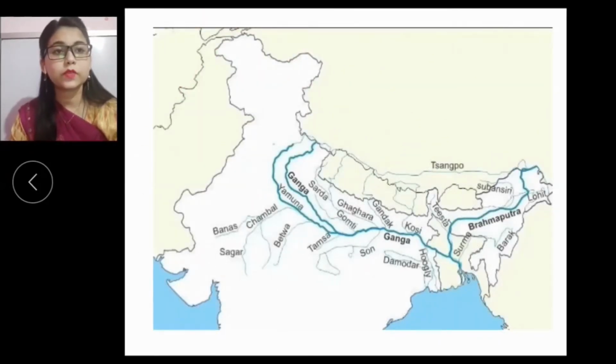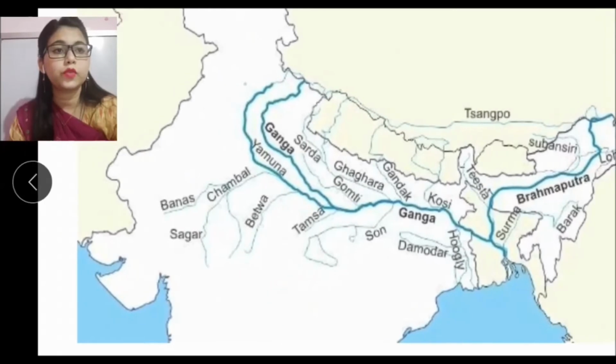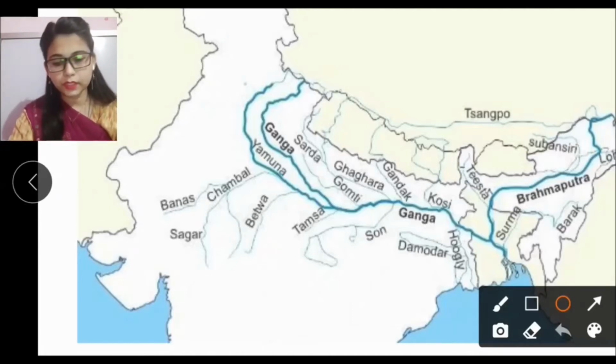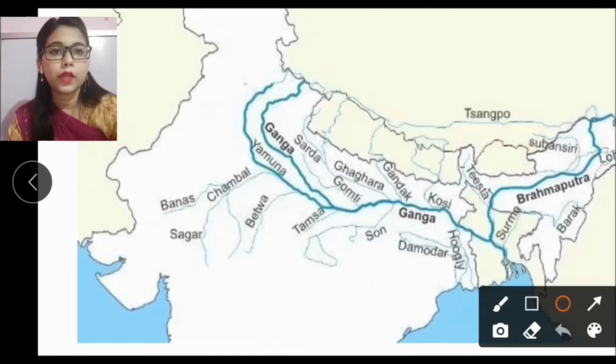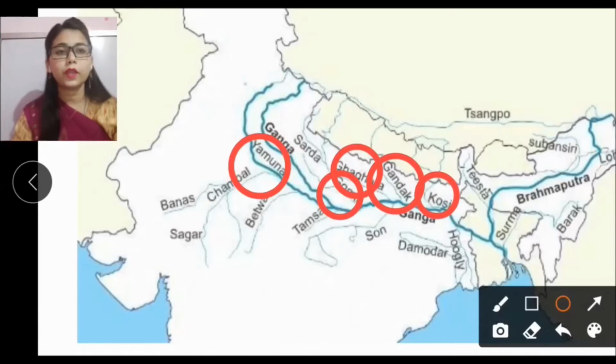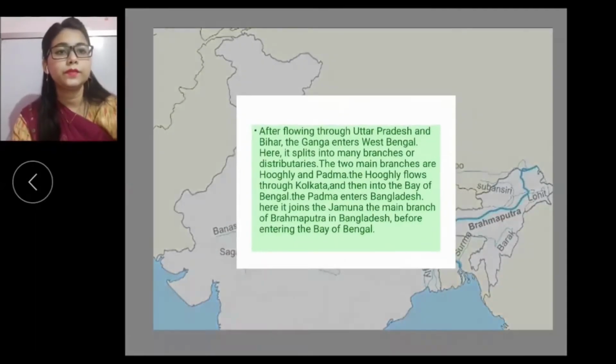So yes students, let me show you these tributaries. Let's just see the Yamuna. Here you can see Yamuna, here Ghagra, here the Gomti, the Gandak, and here the Kosi. So these are the tributaries. Now let's move further.